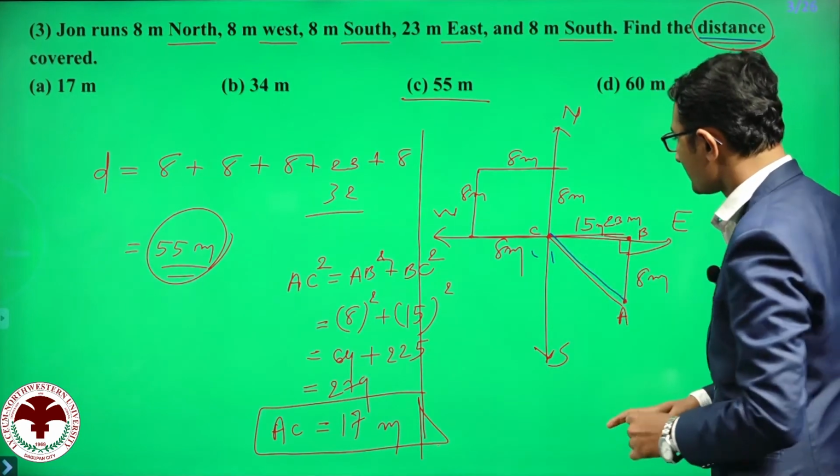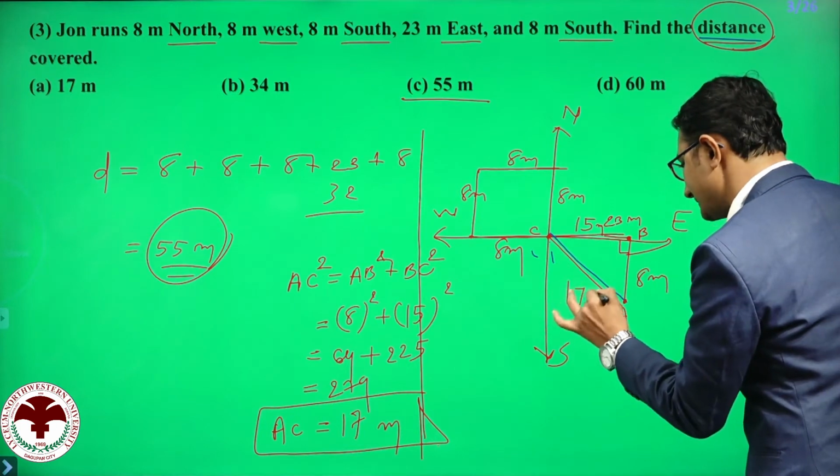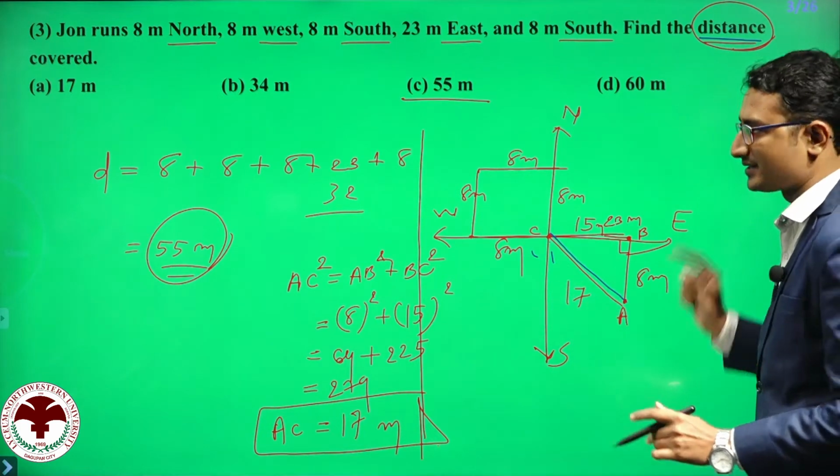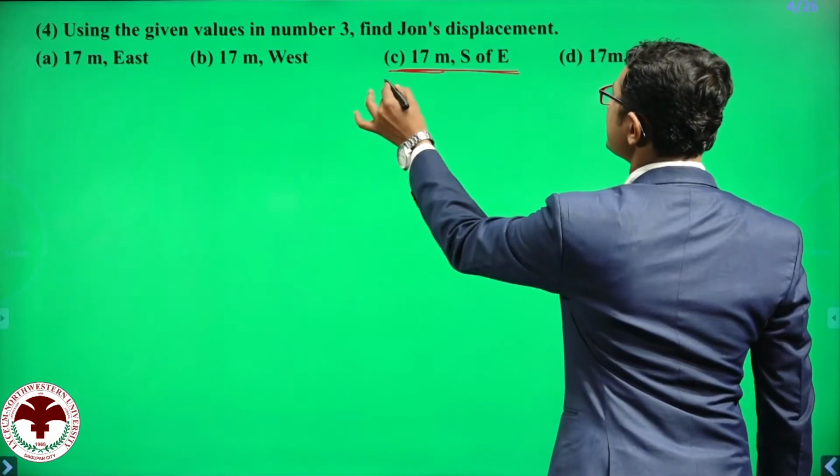So you can see here, this is east and this is south. So 17 meter, that is the right answer, but 17 meter south of east. So the final answer we have is 17 meter south of east. This is our correct answer.